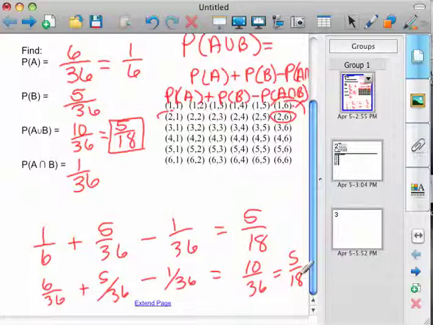And are the events independent? It's part B. No, these are not. Are A and B independent events? No, they're not. And I'll explain that later because I'm out of time.